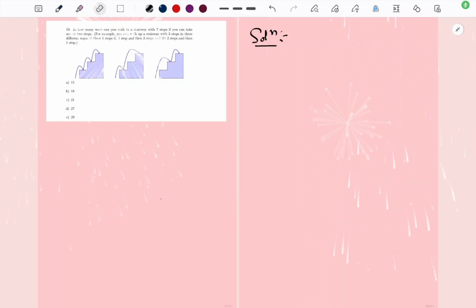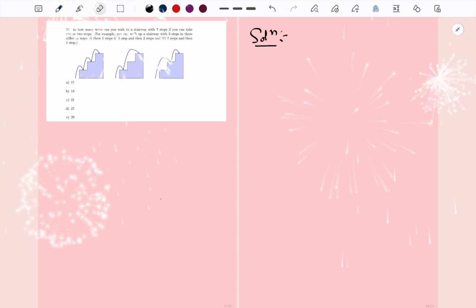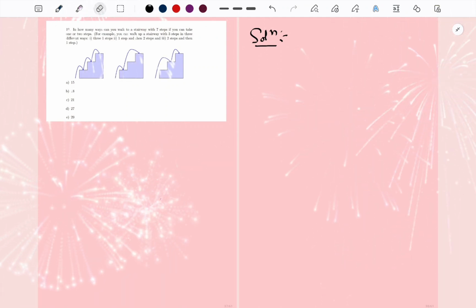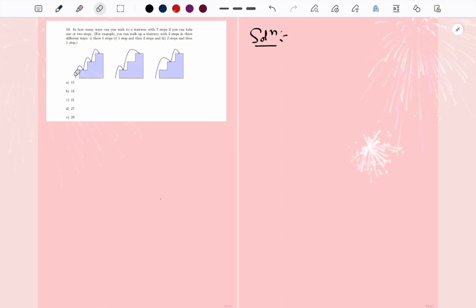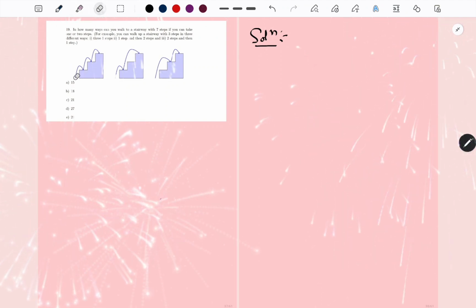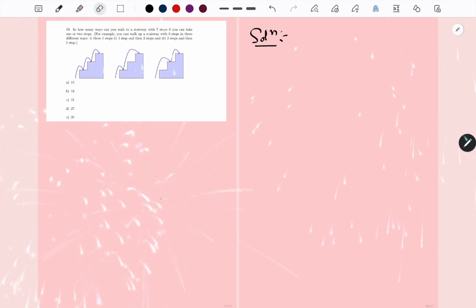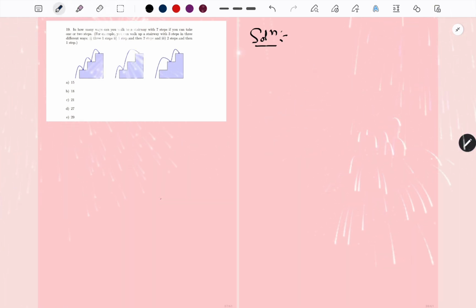Number 19 says, in how many ways can you walk to a stairway with 7 steps if you can take 1 or 2 steps at a time? For example, it is given that there are 3 steps. So either you can take one at a time, or you can take 1 and then 2, or you can take 2 and then 1.